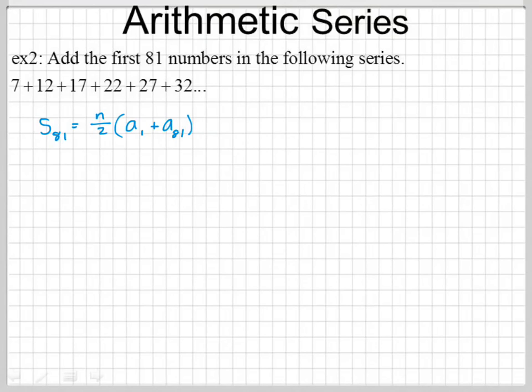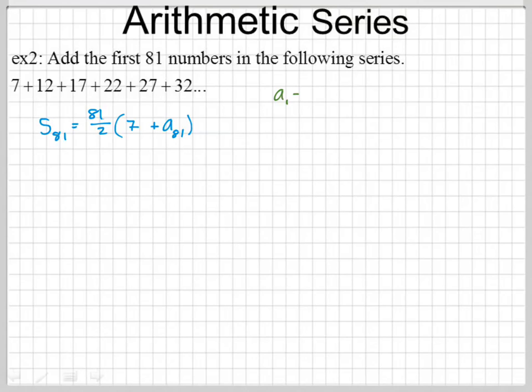Okay, so do we know what that n is going to be right here? 81. Yeah, that one's going to be 81. Do we know what the a sub 1 is? Yeah, that is 7. So how are we going to find the 81st term? Let's use the rule. What's the rule for this sequence? Now, it's a series because they're added together, but within the series we have a sequence. What's the rule?